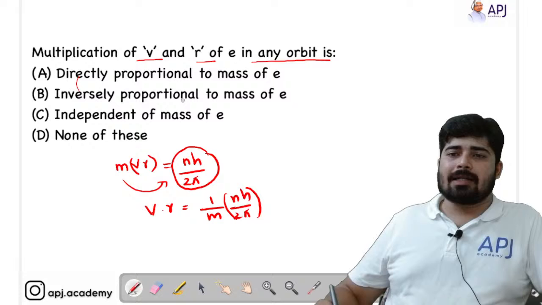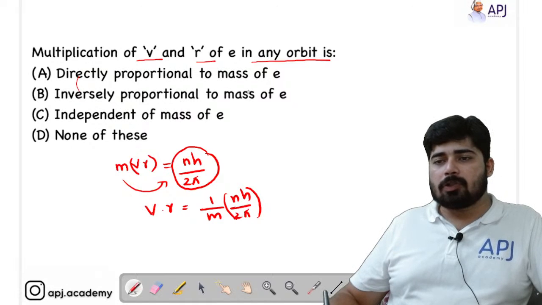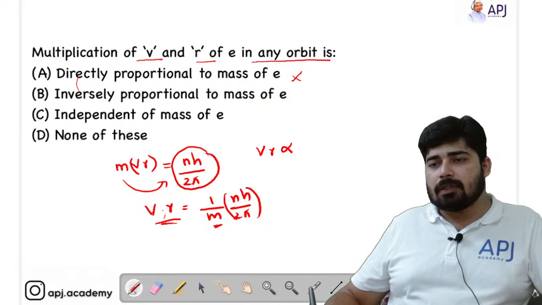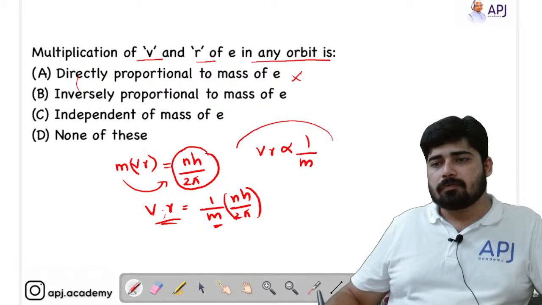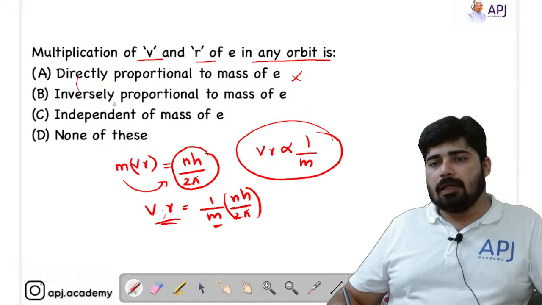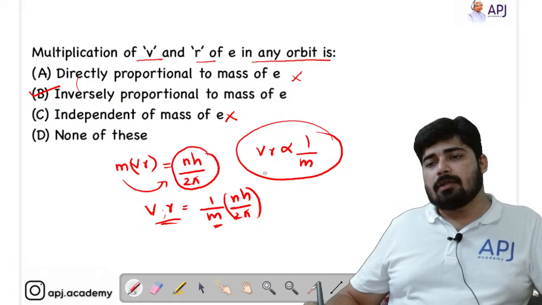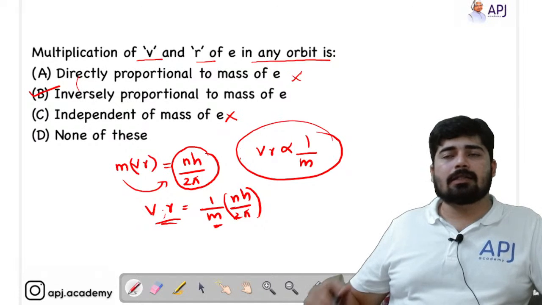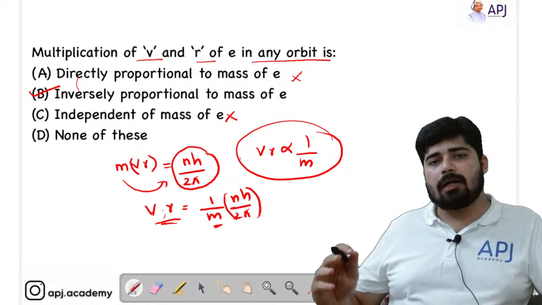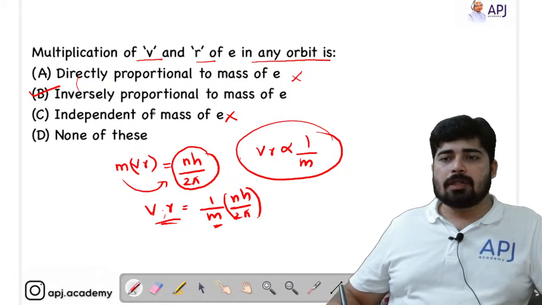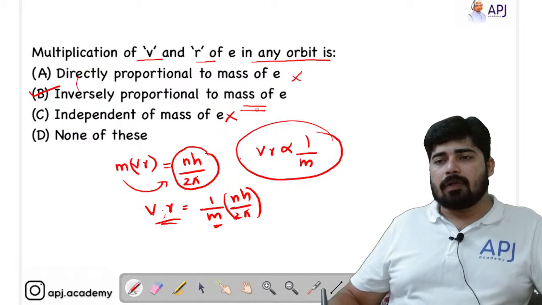Now let's check the options. It is directly proportional to mass of electron. That is wrong, because from here we got that VR is inversely proportional to mass of electron. What is option B? Inversely proportional to mass of electron. That's the right answer. It is independent of mass of electron? No, it depends on the mass of electron, since we got the relation that VR is proportional to 1 by m. So it is inversely proportional to mass of electron.